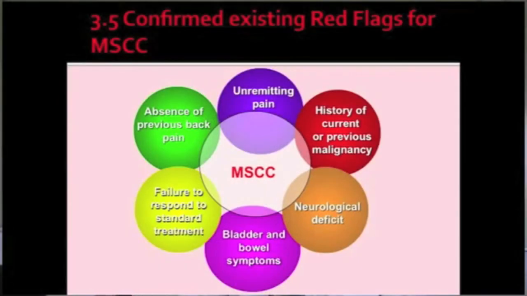This was quite an interesting process, because the clinicians we were talking to were actually dealing with confirmed cases of malignant spinal pathology. So there was a clear route to track back to gain this kind of information. The results we found from this study were interesting in that they confirmed a number of the existing red flags for malignant spinal cord compression. So, for example, unremitting pain, history of current or previous malignancy, neurological deficit, bladder and bowel symptoms, failure to respond to standard evidence-based treatment, absence of previous back pain. These are all widely acknowledged already in the literature, and these were confirmed by our expert group.